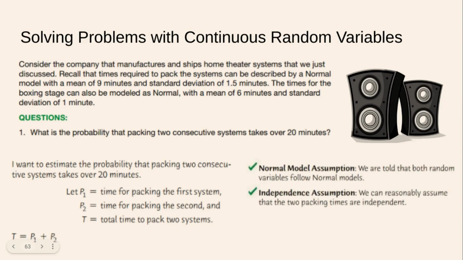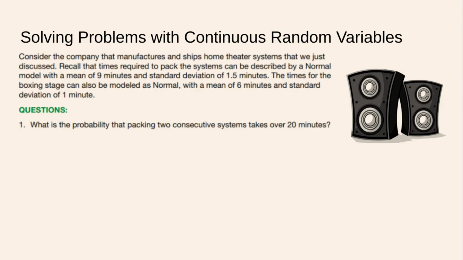Moving on. There are a couple assumptions we have to lay out. The normal model assumption. We're told that both random variables follow normal models. It's right in the problem. And the independence assumption. We can reasonably assume that the two packing times are independent. This is going to allow us to do this problem. We're only able to find the variance and standard deviation of a sum of random variables that we see here if, in fact, those two random variables are independent. The time spent packing one does not affect the time spent packing the other, and we are free to make that assumption.